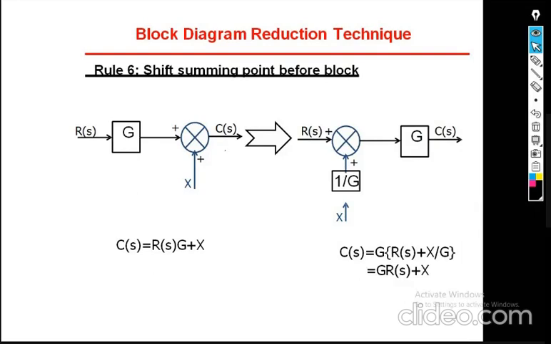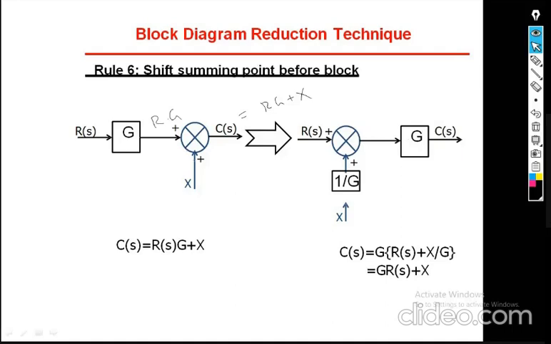Rule number 6: if you want to move the summing point from here to here, what is the value of C of s, the output here? The input is R of s into G. Then the output is R into G plus, simply for the sake of writing, X rather than R of s. So R G plus X. Now if I send this summing point to here, what is the value here?